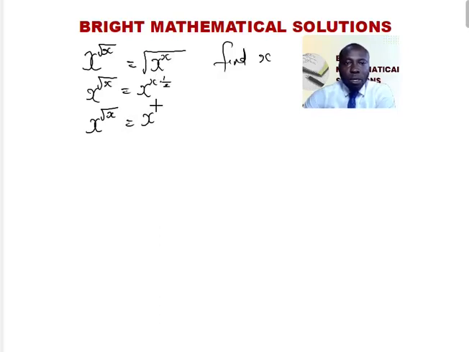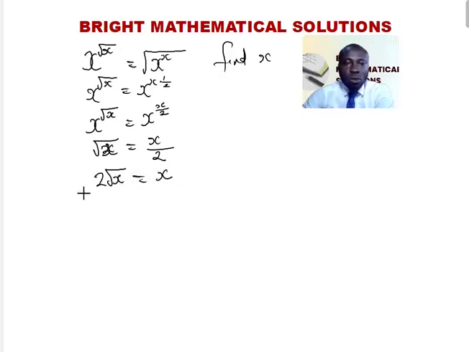If we multiply this, it gives us x over 2. So since the bases are the same, definitely the powers are the same. So therefore root x equals x all over 2. So let us cross multiply this expression such that 2 into root x equals x.